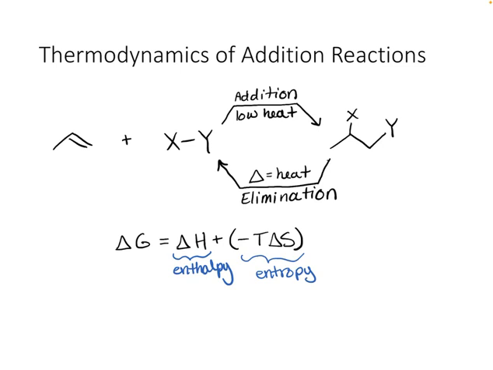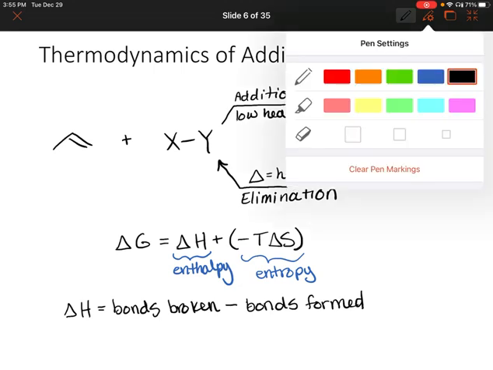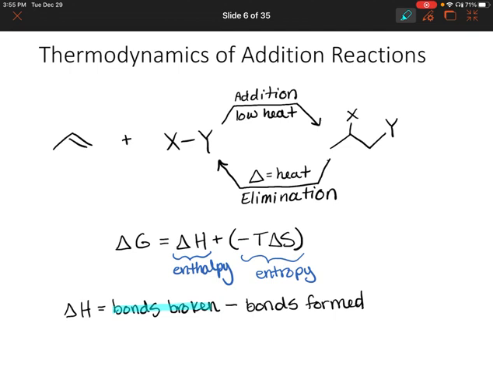Okay, so let's focus on enthalpy to start. And remember, enthalpy can be calculated by taking the energy of the bonds broken and subtracting the energy of the bonds formed. So since we just have a generic equation up above, we can't really look up specific energies, but we can estimate whether delta H is positive or negative. So let's focus on the bonds that are broken in the reactants, and we'll highlight those in blue. So which bonds are breaking in the reactants of our addition reaction?